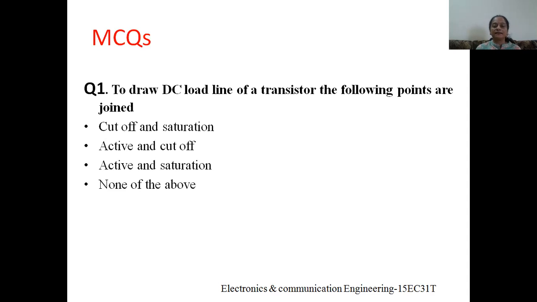So see, the DC condition represents without a signal. Without a signal, we are going to draw the DC load line. So when we apply proper DC voltages to the transistor, it's called biasing. When we do the biasing, the DC load line can be drawn. So it joins the two endpoints. The active region lies in the middle region. Endpoints means these two actives will not come. So the answer will be cutoff and saturation.